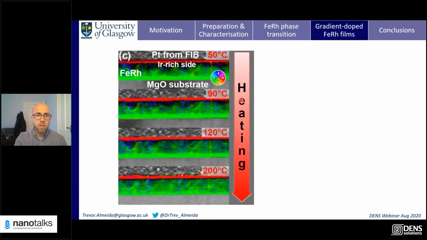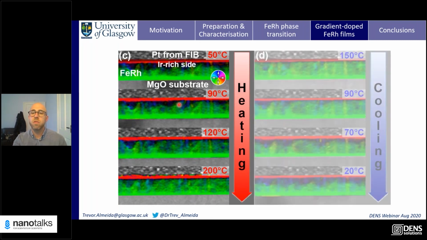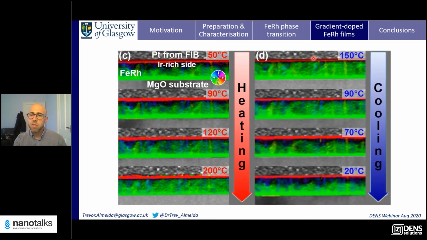As we keep on heating, we can actually see that this dark, or antiferromagnetic, phase becomes smaller as a function of temperature through heating all the way up to 200 degrees, where we can see it's become essentially fully ferromagnetic throughout the thickness of the film. And that's something that we wanted to do, to be able to essentially control the position of this phase boundary. And this will be the same on cooling, where again, we've got some hysteresis of heating versus cooling.